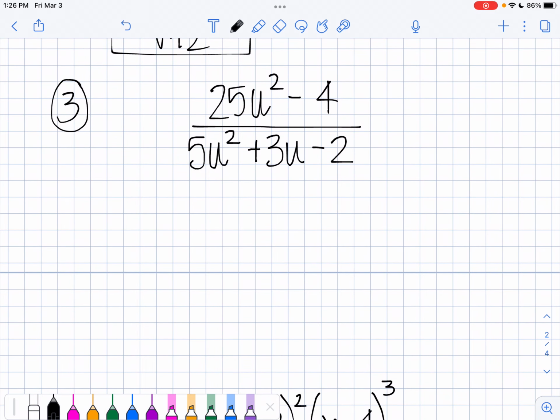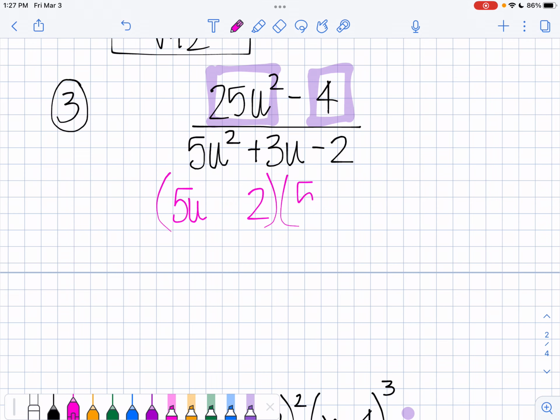25u squared minus 4 divided by 5u squared plus 3u minus 2. Okay, the top immediately tells me difference of squares. I know that because 25u squared is a perfect square, 4 is a perfect square, and they're separated by a subtraction. So I basically am taking the square root of each one of these. The square root of 25u squared is going to give me 5u and the square root of 4 is going to give me 2. So when I write difference of squares, my numbers are the same. One is a plus, one is a minus. So there's my top part that's factored.